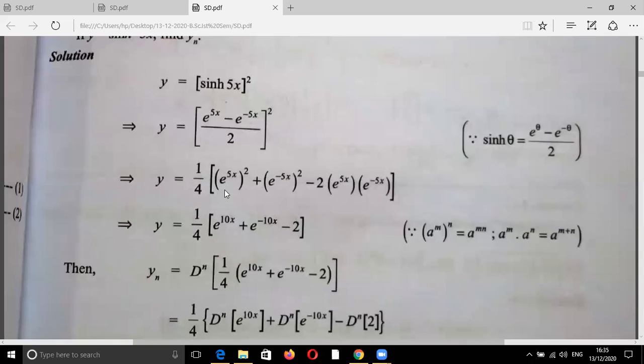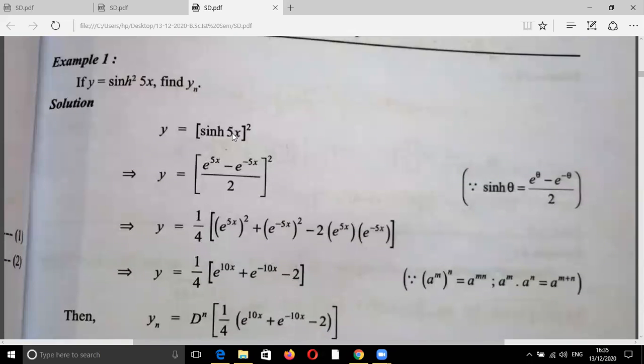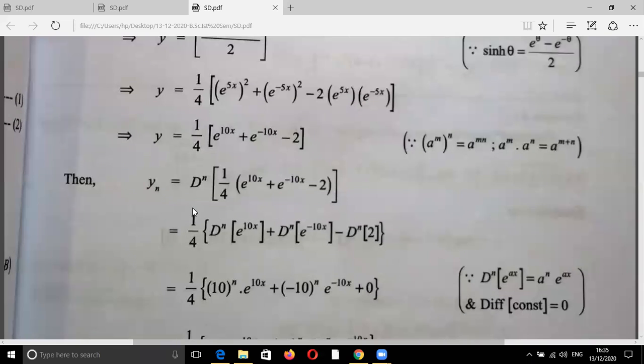Now we are not applying the derivative directly, because we don't have the direct formula, so we convert into exponential. Then you apply the nth derivative. Now yn equals d to the power n of this. 1 by 4 is a constant, then the nth derivative of this and the nth derivative of e to the power, and then here you have 2. What is 2? 2 is a constant. The first derivative itself is 0, so there is no question of the remaining; the remaining vanishes.